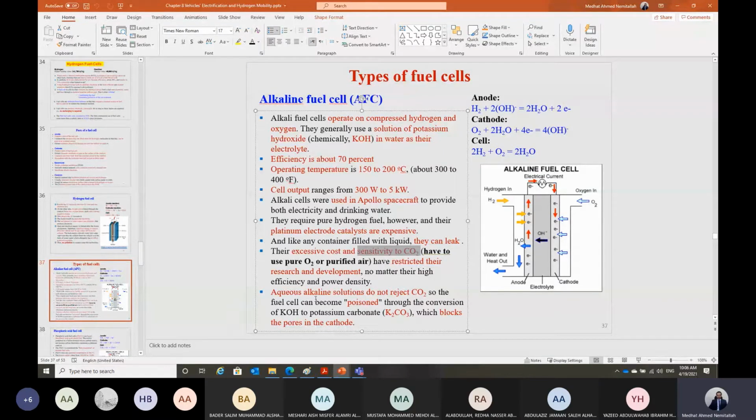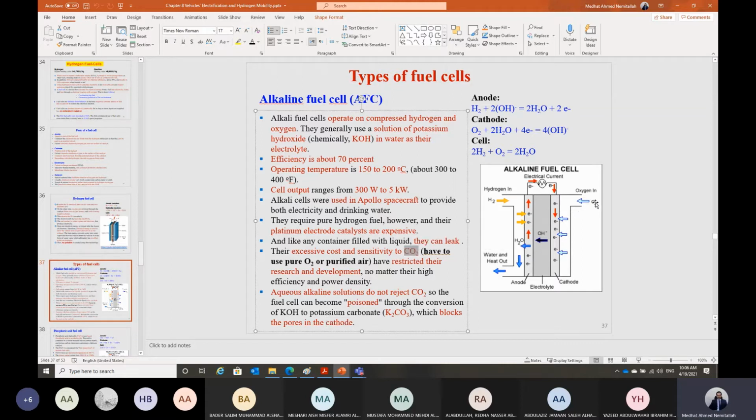And this carbon dioxide, when it comes into this aqueous solution of potassium hydroxide, reacts with it and produces what we call potassium carbonate, K2CO3. This potassium carbonate will block the pores at the cathode. So in this case, it will stop the ionization reaction at the cathode after some time. So this fuel cell is highly sensitive to carbon dioxide.